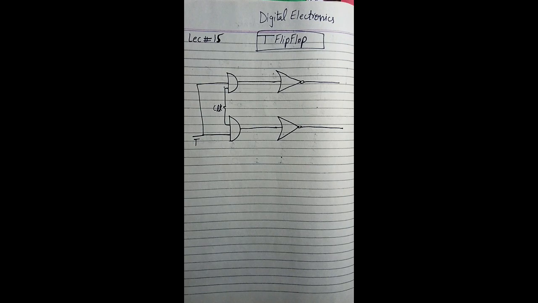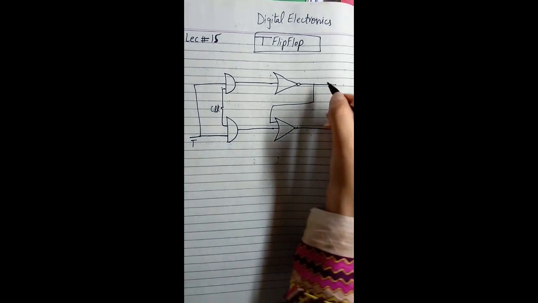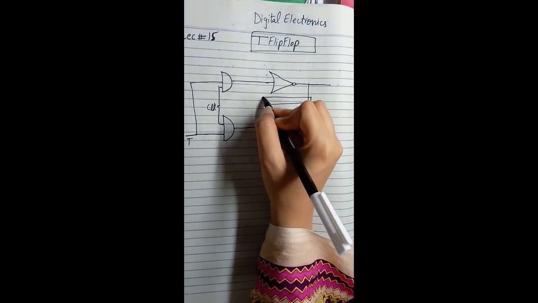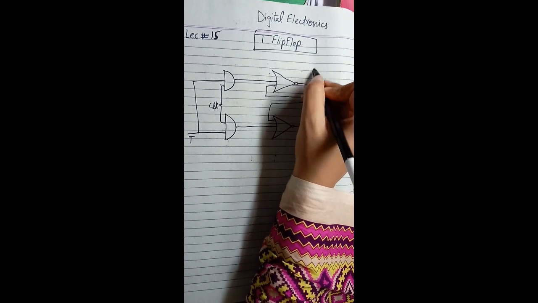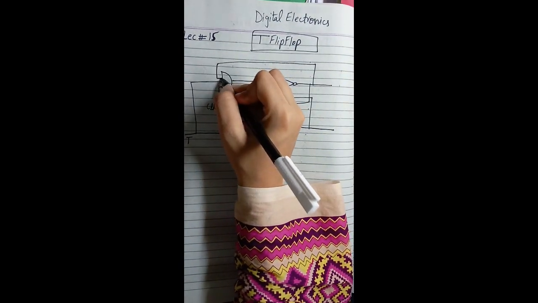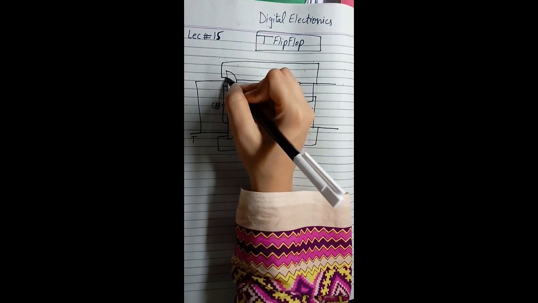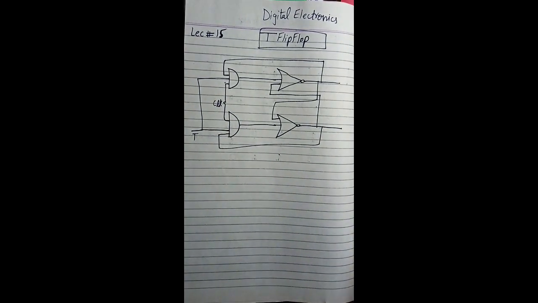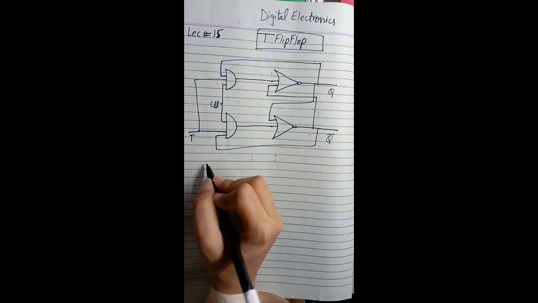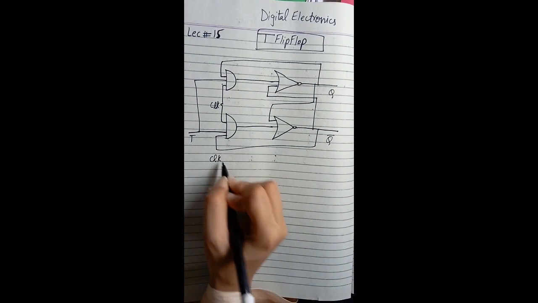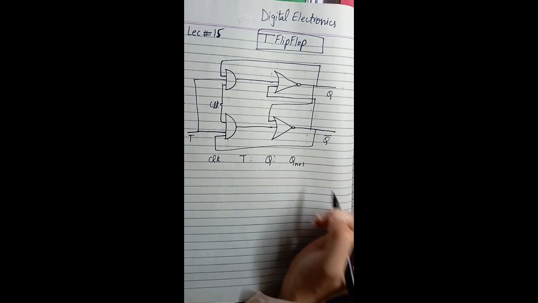Now these outputs are connected with the NOR gate as input like this, and these outputs are also the input of the AND gate. Now we will start its working. This is our Q bar. This is Q. We will take it as clock, which is always 1, T, Q and Qn plus 1.